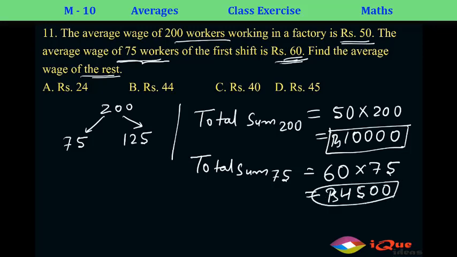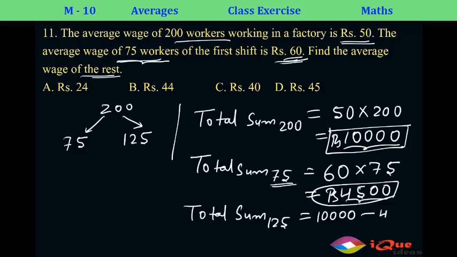Alright. So what is the total sum? Total sum for the remaining 125 people. So we have 10,000 for 200 people minus 4,500 for 75 people. So subtract. So 10,000 minus 4,500, that will come out to be 5,500 rupees. This is the total of 125 people.